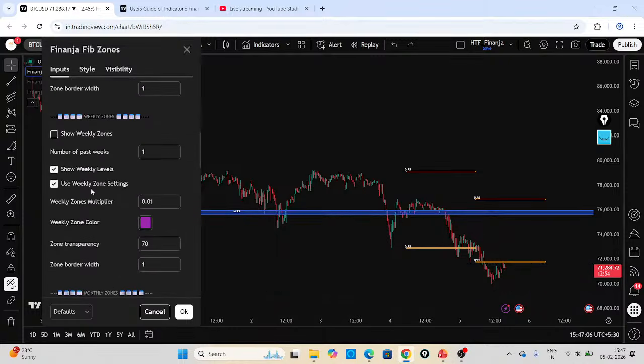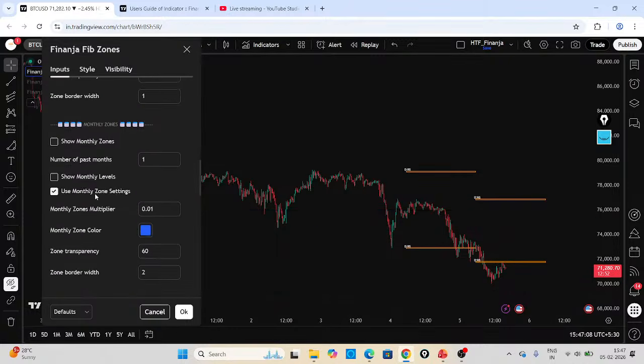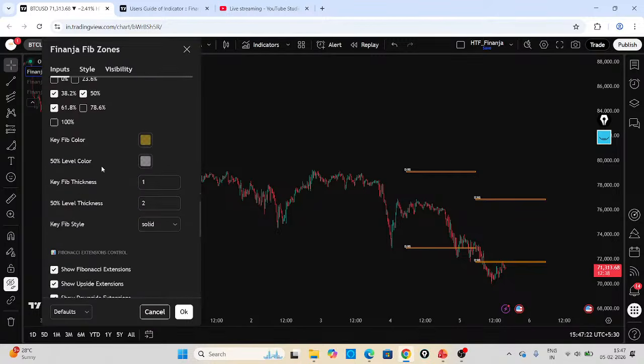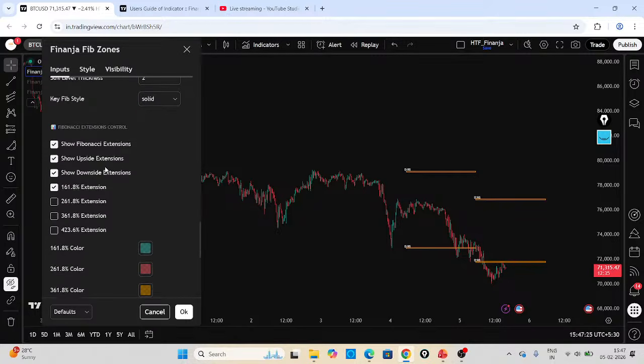I'll just switch off the weekly zones and monthly zones. Okay, and these are the key Fibonacci levels. Okay, you can see it here: 0%, 23%, and 78.6%. Let's come to this part later, but you can control it here also. And also Fibonacci extensions. Just know what is there in this tool. So these are the Fibonacci extensions.